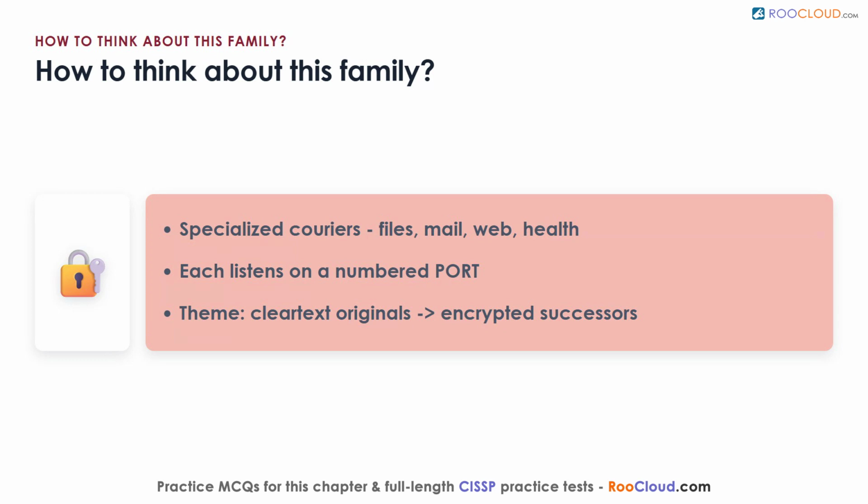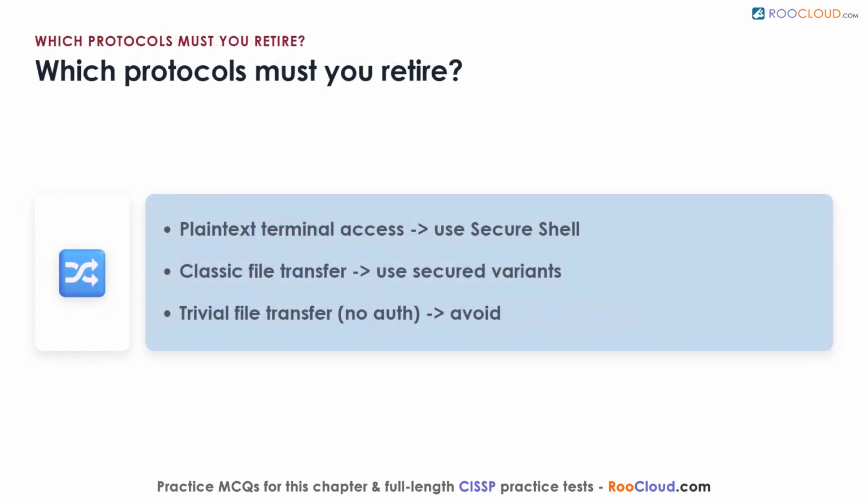Which remote access and file transfer protocols must you retire? The plaintext ones. The old terminal access protocol sends commands and even passwords in the clear, so replace it with the secure shell. The classic file transfer protocol likewise exposes credentials and data, so move to its secured variants. Its trivial cousin needs no authentication at all and should simply be avoided. Picture mailing a postcard that anyone in the sorting office can read. That is what these legacy protocols do with your login. Swap the postcard for a sealed envelope.